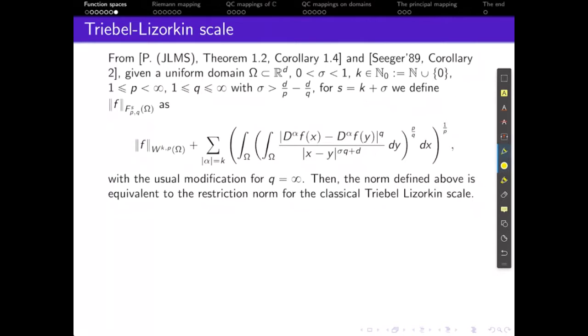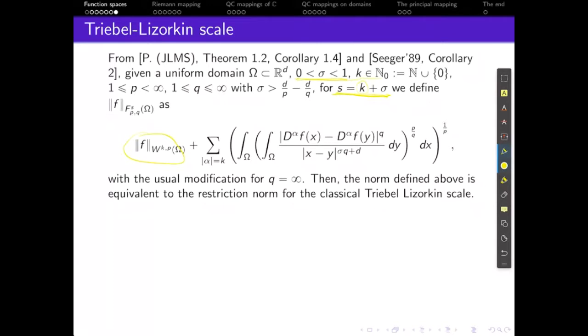But this, in our case, is equivalent to the following definition, which maybe is more clear. We take a function f. We take this part, this is Sobolev. So now we will take smoothness s equal k plus sigma. Sigma is fractional, and k is the integer part. Okay, it's a natural number.